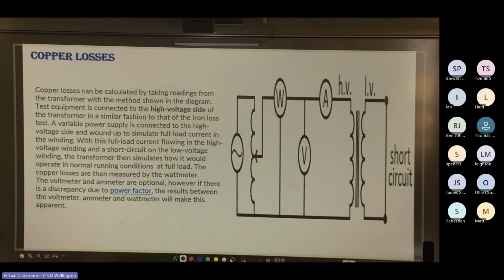The voltmeter and ammeter are optional, however, if there is a discrepancy due to power factor, the results between the voltmeter, ammeter, and wattmeter will make this apparent.